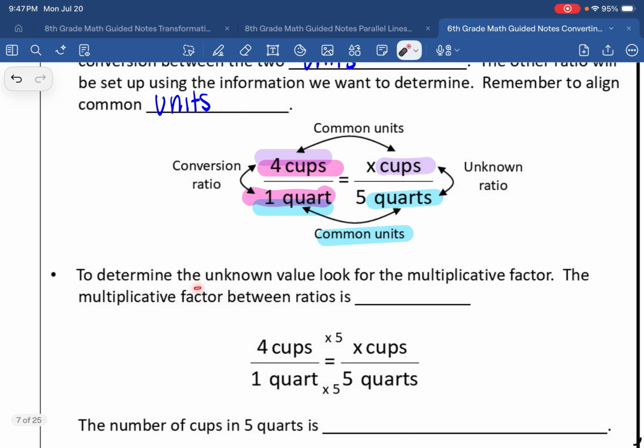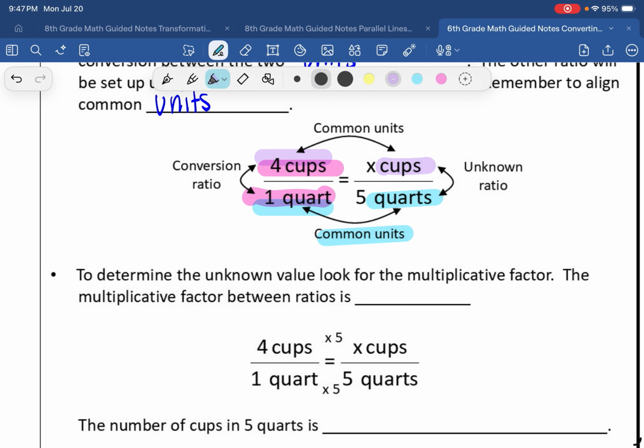To determine the unknown value, look for the multiplicative factor. So there will be a multiplicative factor both vertically and horizontally. One might be more obvious than the other. In this case, they're both obvious. 1 times 5 equals 5. So 4 times 5 will equal X. Or I can also look here. 1 times 4 is 4. And then 5 times 4 will be X.